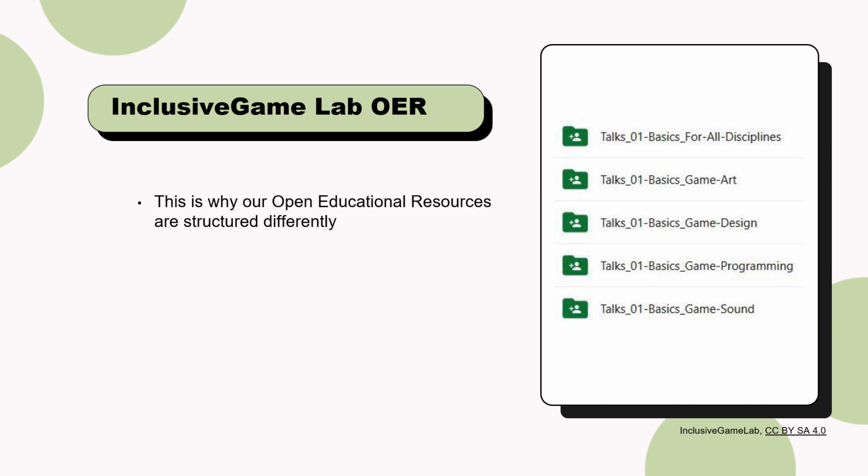This is why our open educational resources are structured differently. First, we've decided not to use disability groups. Instead, we have difficulty categories which were evaluated by experienced game developers. In these categories, you'll find very specific suggestions for various game development disciplines, specifically game design, game art, programming, and sound. In addition, each of the 3 levels offers short inputs with information for all people working in game development.